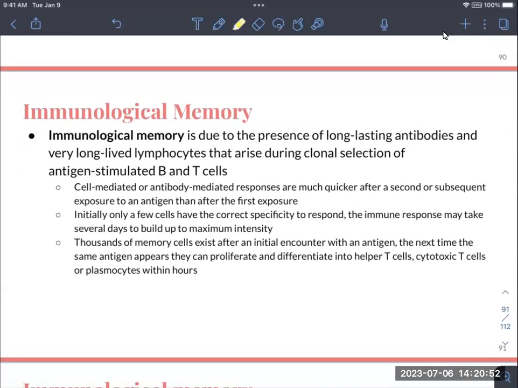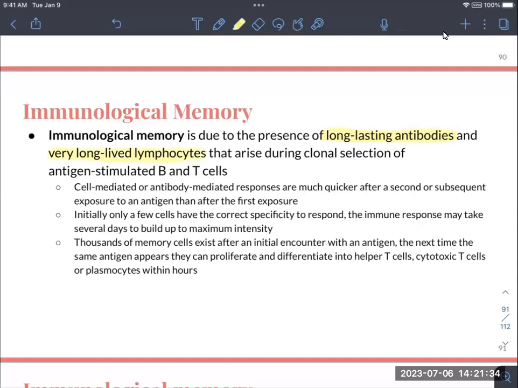Immunological memory. Our immune system remembering everything it has come across. It is because of those antibodies and those lymphocytes that are made during that clonal selection. Cell-mediated and antibody-mediated responses are very quick. And after the second or subsequent, so 3rd, 4th, 5th exposure to an antigen, it's even faster.